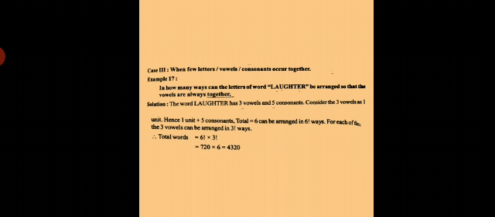This can be done in 6 factorial ways. For each, the 3 vowels can be arranged in 3 factorial ways. Therefore, total words is equal to 6 factorial into 3 factorial. Here 3 factorial means among the 3 vowels we can arrange all the 3 vowels. Therefore, after multiplying these two numbers, 6 factorial, that is 720, into 3 factorial, that is equal to 6, will be 4320.